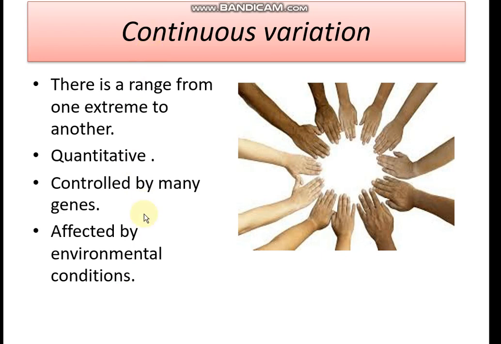Like if we talk about skin color, here you can see there's a range of skin color. There's a very fair skin color, and then we have a very dark shade. Why? Because it is controlled by multiple genes, and it is also affected by environmental factors. Like when it comes to skin color, it is affected by sunlight. In sunlight, your skin cells are activated, they produce melanin, which is a pigment responsible for darker skin color. If the person stays in the sunlight longer, there will be more melanin and the skin will be of a darker shade. So that is why it is affected by environmental conditions as well.